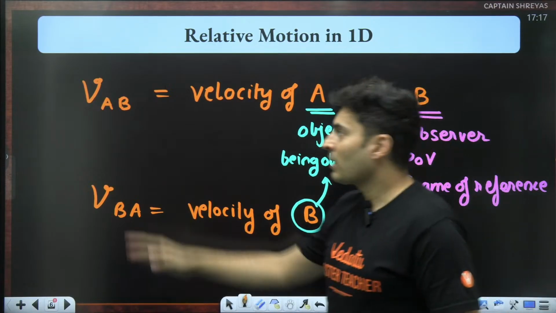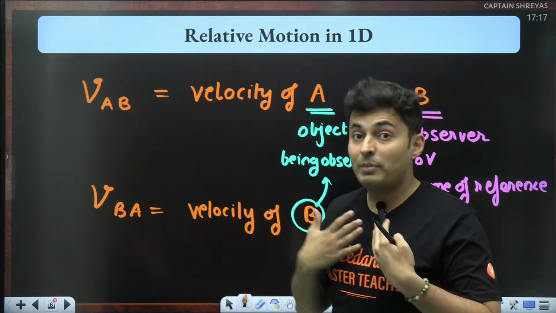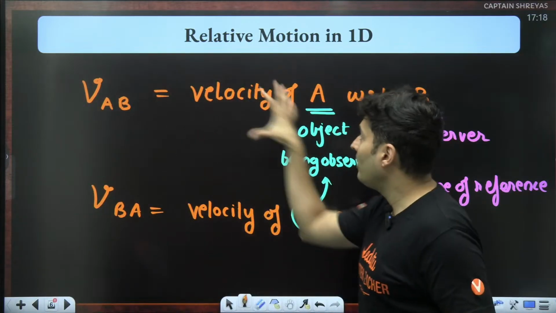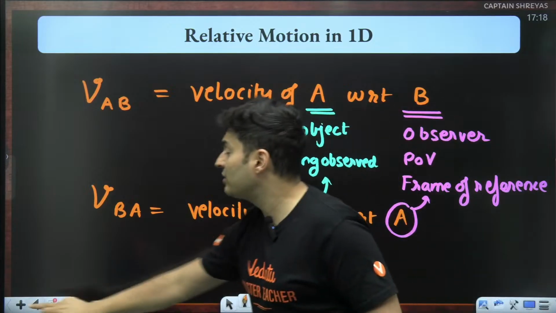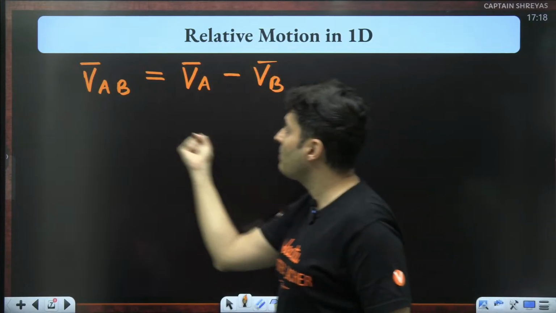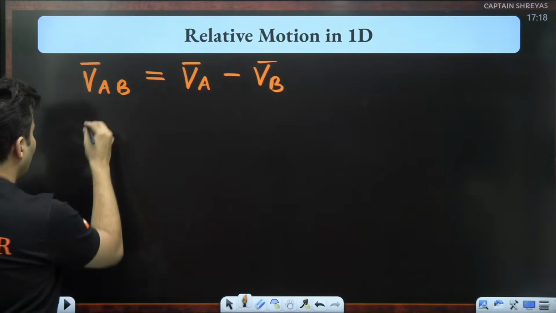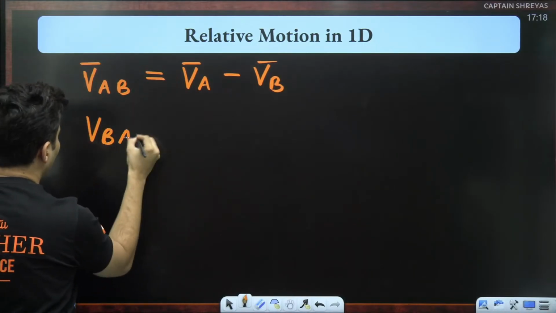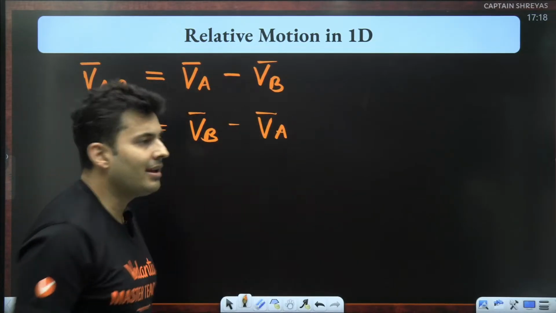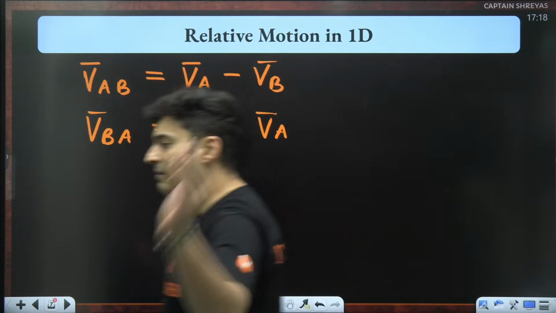I'll repeat once again. When I say VAB, B is the observer, A is being observed. So if B is the observer and B itself is moving, I need to take away B's velocity. So from A's velocity, you subtract B's velocity. Whatever is remaining is the relative velocity. I hope this is clear. Same way, VBA is VB minus VA. This also works not just for velocity, but even acceleration.